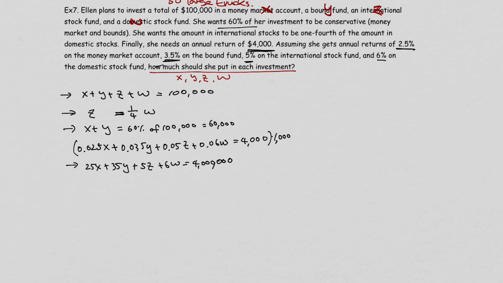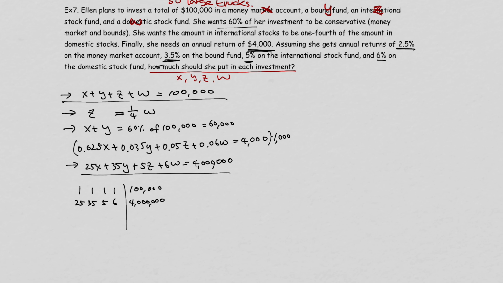Now, we should be able to change all this into the matrix system. I'm going to use this as the first row. So it will be 1, 1, 1, 1, and solution of 100,000. Let's use this as the second because the other two have only two variables. So this one is going to be 25, 35, 5, 6, and 4 million.